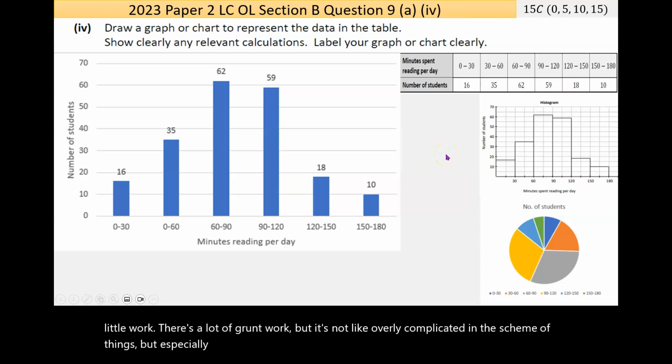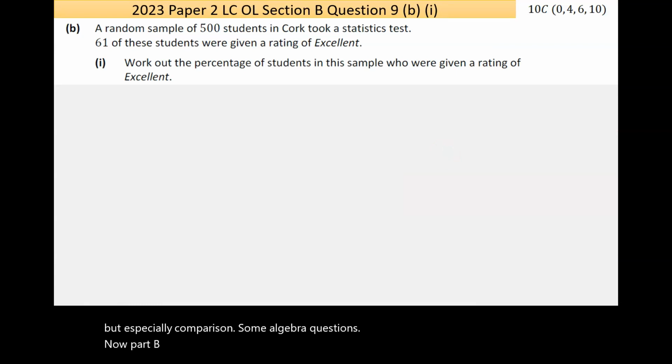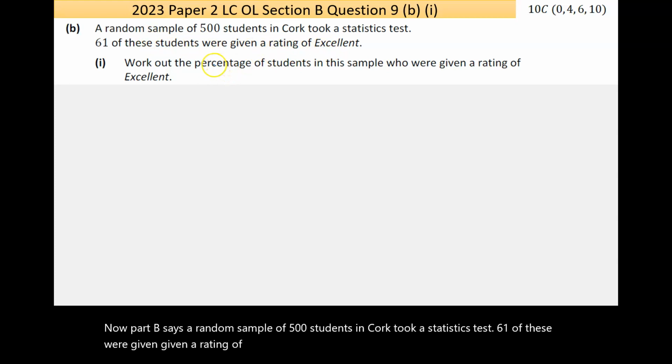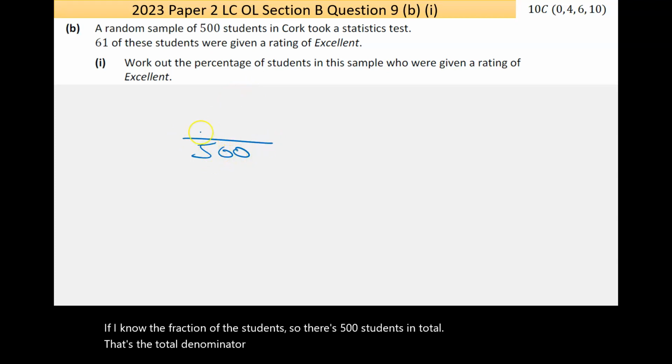Now, part B says, a random sample of 500 students in Cork took a statistics test. 61 of these were given a rating of excellent. Work out the percentage of students in this sample who were given a rating of excellent. Well, if I know the fraction of the students, there's 500 students in total, that's the total denominator or bottom part of the fraction. We're currently talking about 61.